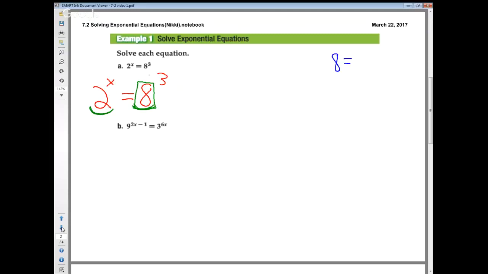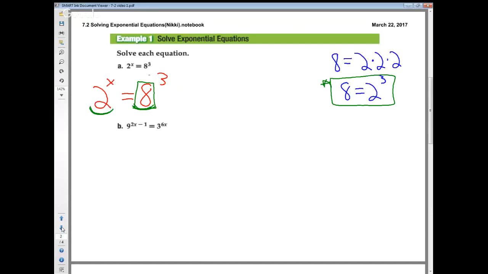Well, as it turns out, we all know our basic multiplication. We know that 8 is the same thing as multiplying 2 three times. Or in other words, 8 is the same thing as 2 cubed. So with this right here, we know that we can rewrite 8 as a base of 2. So this little fact right here might help us out. So now let's bring it back to our equation.